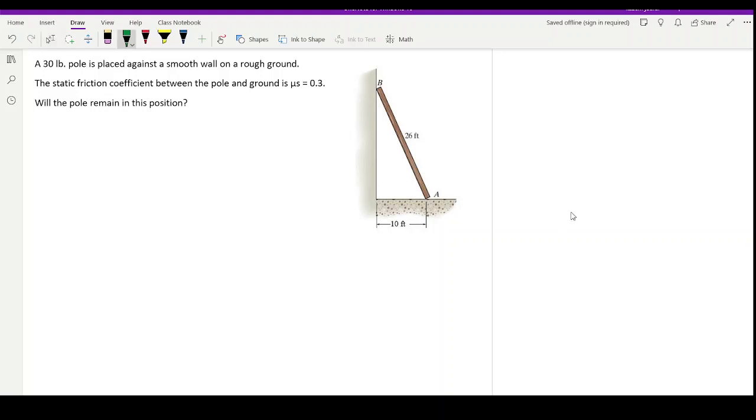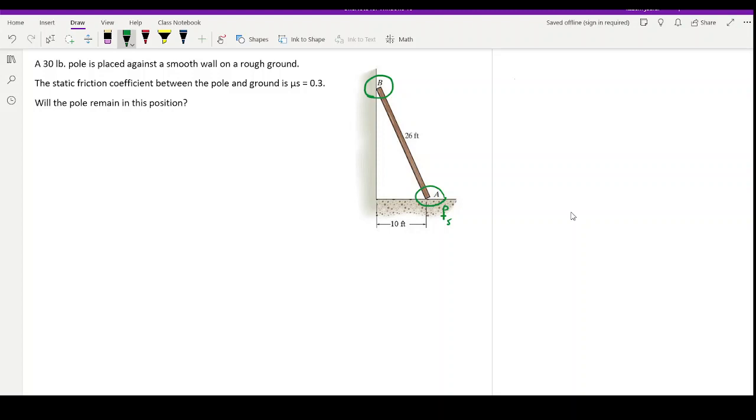A 30-pound pole is placed against a smooth wall at point B. It's a smooth wall, that means that there is no friction, and a rough ground at point A, that means that we're going to have friction in here. Will the pole remain in this position or not?